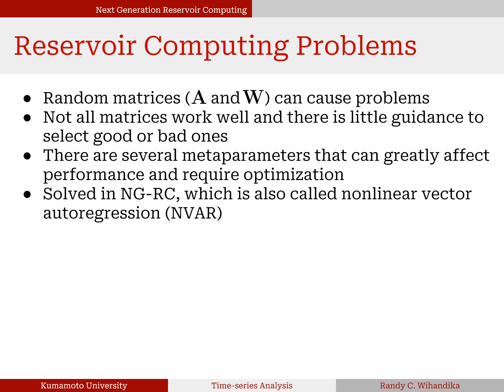And the author mentioned that the random matrices, the A and W matrices, can cause problems because not all matrices work well, since they are random. There is little guidance to select bad or good ones. And there are several metaparameters that can greatly affect the performance and require optimization. These problems are solved in the NGRC, which the author also called the nonlinear vector autoregression, or the NVAR.